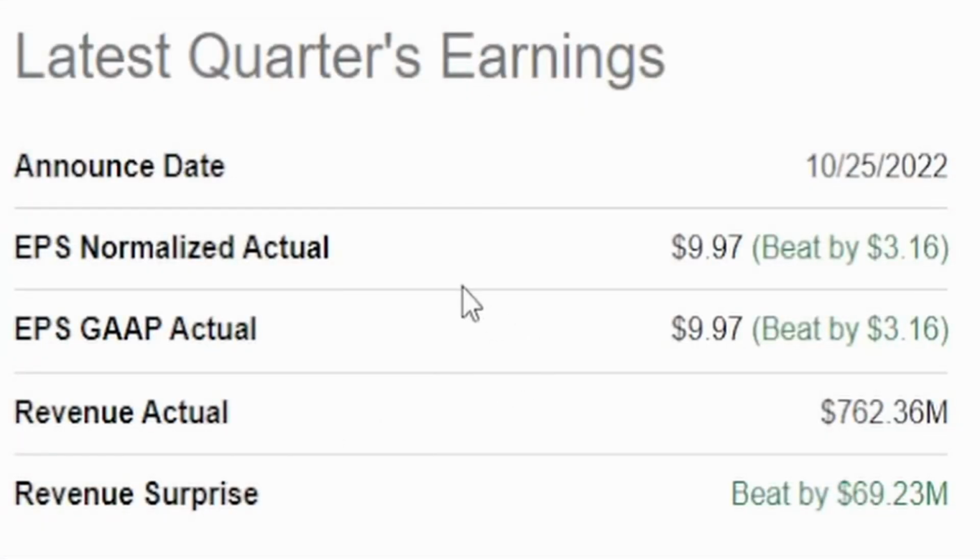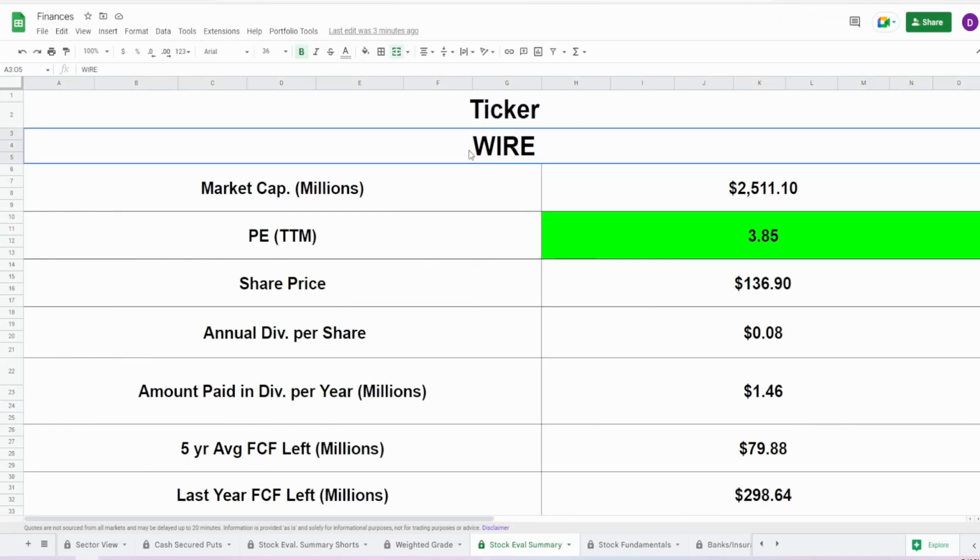The first thing I would like to cover, guys, is their earnings, because their earnings were on October 25th of this year, and they were something, all right. EPS normalized actual came in at $9.97, which was a beat by $3.16. That's insane. Same thing for the EPS GAAP actual, the same exact $9.97, a beat by $3.16. And the revenue actual was $762.36 million, which is a beat by $69.23 million.